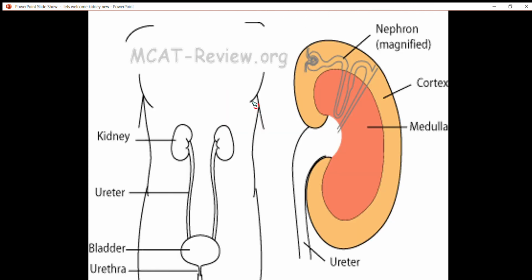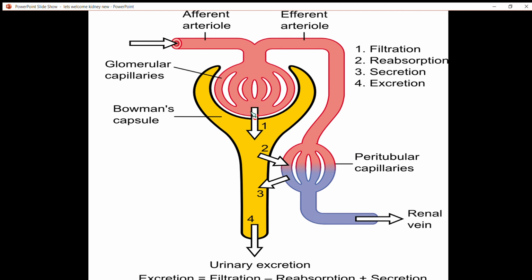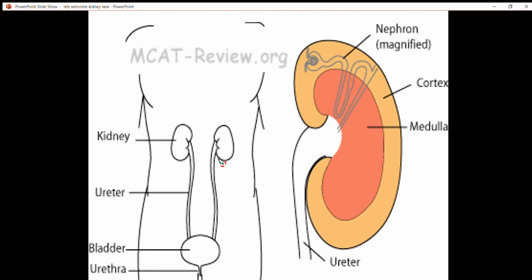some things are going to be filtered out. Point number one, this is known as the filtration process, and all the filtration is going to occur in your cortex, because all the glomeruli and all the Bowman capsules are present in the cortex. Then the remaining things which are not filtered out: basically, albumin is not going to be filtered out. Your WBCs, platelets, RBCs, they are not going to be filtered out. Mainly the filtration process is for the plasma only.